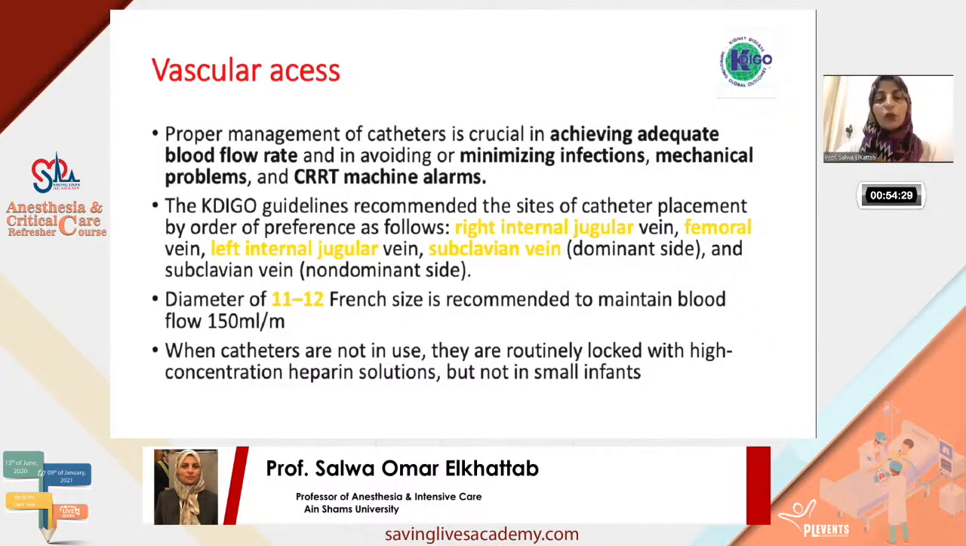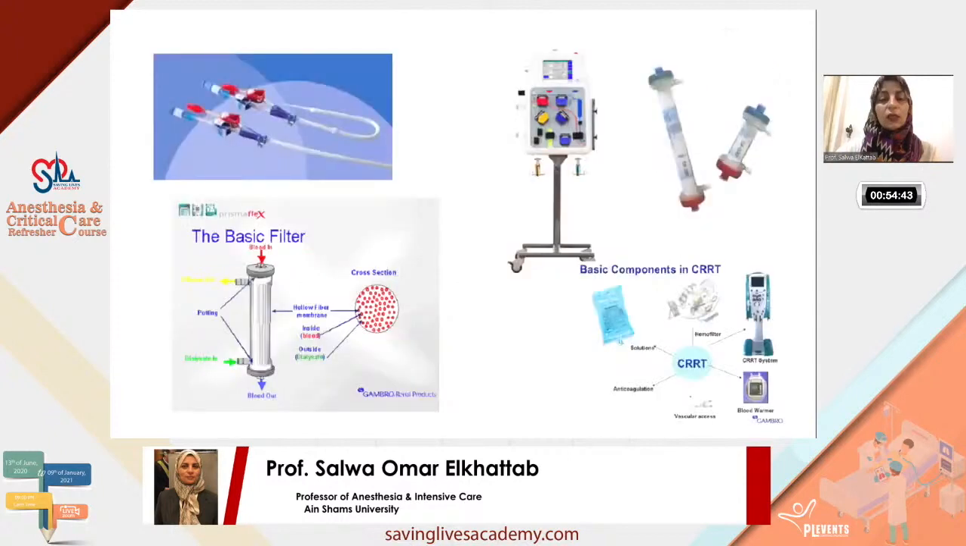You have to achieve adequate blood flow. You have to minimize at the same time the risk of infection and mechanical obstruction, and making efficient replacement. This is pictures for our requirements: the catheter, the membrane dialyzer, the machine, and the fluid bags.